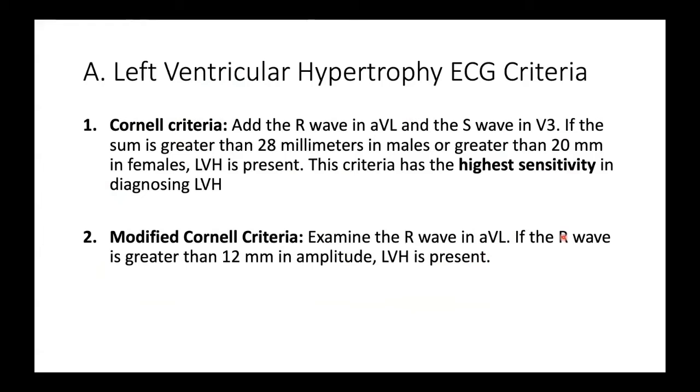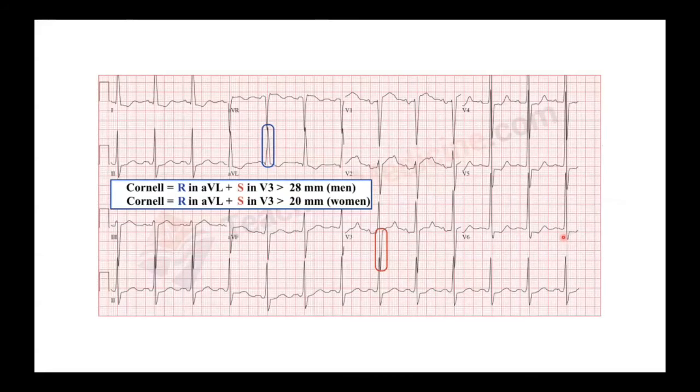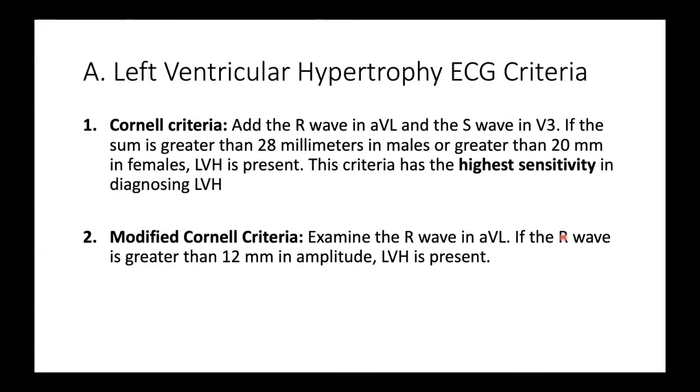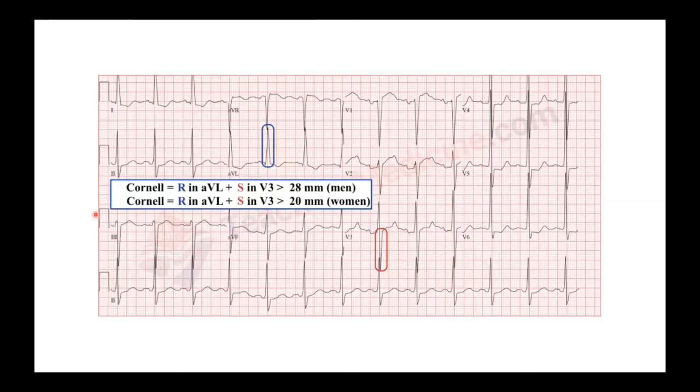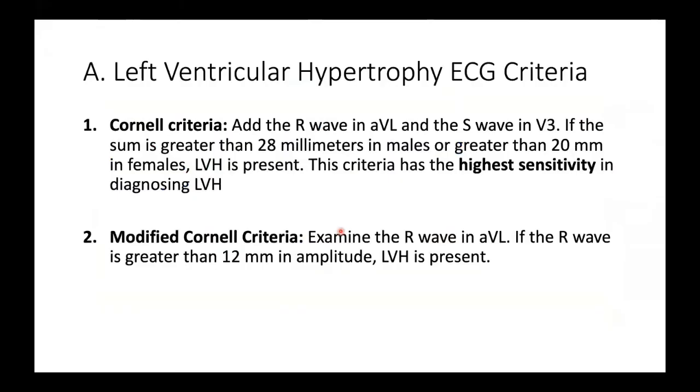So the most sensitive criteria for LVH in ECG is the Cornell voltage criteria. In the Cornell voltage criteria, you have to see the R wave in aVL and the S wave in lead V3. The sum of R wave in aVL and S in lead V3, if the sum is more than 28 in males and 20 in females, then it has the highest sensitivity for diagnosing LVH. That is the Cornell voltage criteria.